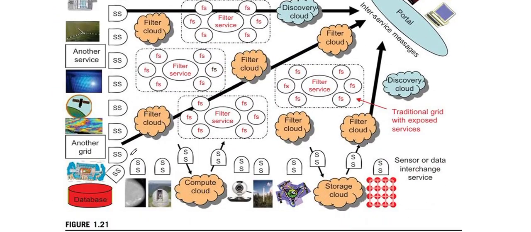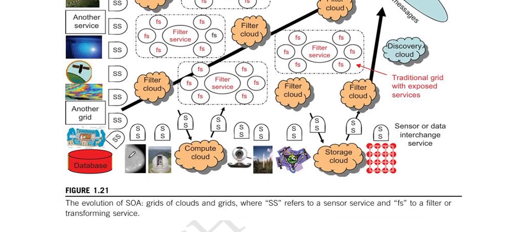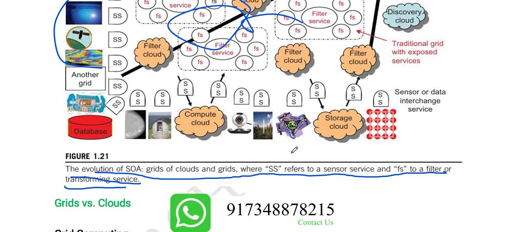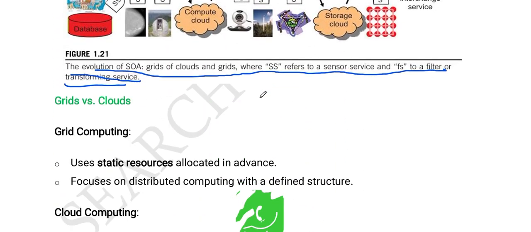Next, this is a diagram. This diagram represents the evolution of SOA, grids of clouds and grids, where SS refers to sensor service and FS to a filter or transforming service. You can go through this diagram to know about the evolution of SOA.